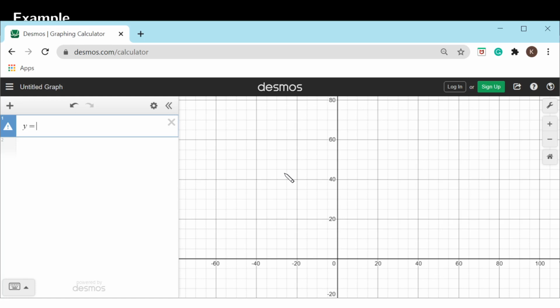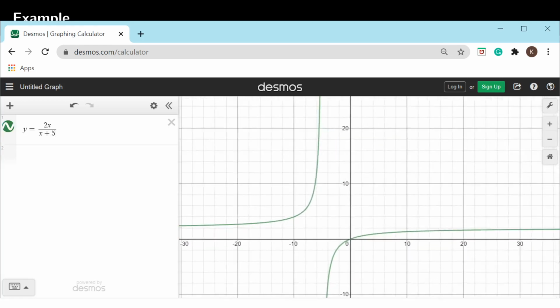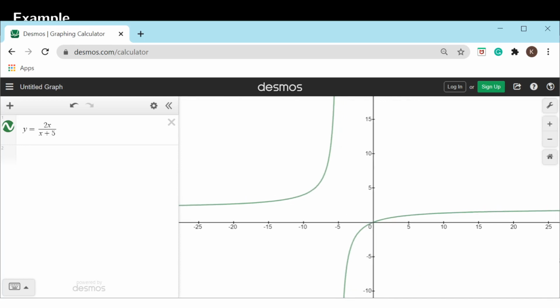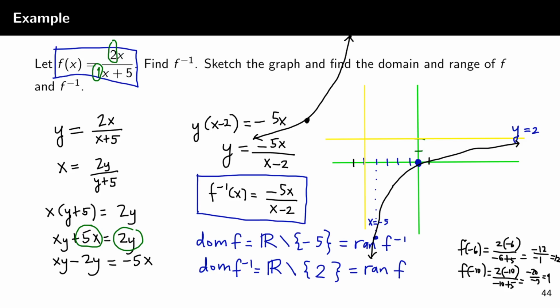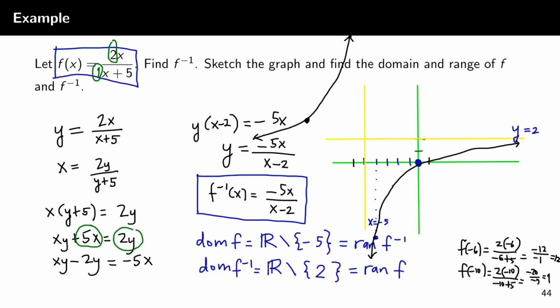Yeah. So ano nga uli yung function natin? It's 2x over x plus 5. So 2x divided by x plus 5. Yeah. So that looks about right. Medyo i-zoom in natin. So that's the graph. Tanggalin ko yung grid. Ayan. And this is our graph. Yeah. Medyo magkaiba lang yung scale, kaya nagkaiba ng slide.